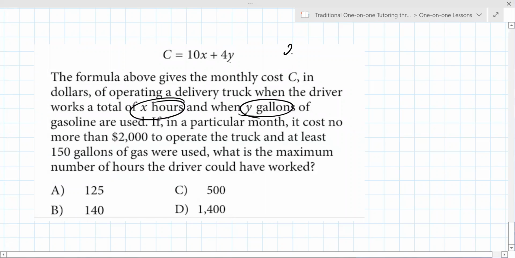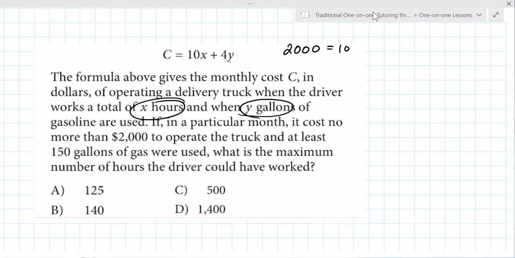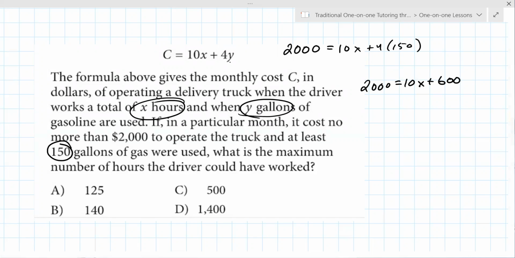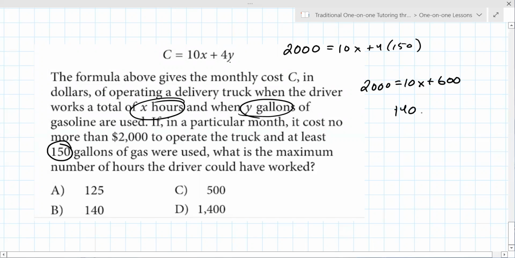So they're telling you that C is 2,000. What is the value of X or what is the value of Y? Which one do we know? I know Y is 150, and if I multiply that by 4, I get 500. Try again. Oh, 4 times 15 is 60, so it'd be 600. Okay, so you got 2,000 equals 10X plus 600, and I'd have to bring the 600 over. Yes. Okay, so could you finish up solving that for us? 140 hours. That sounds right.